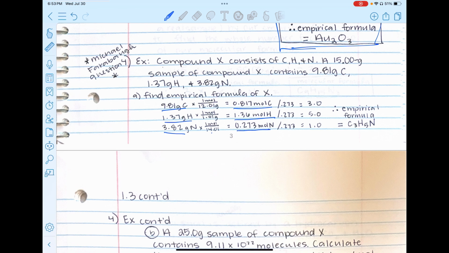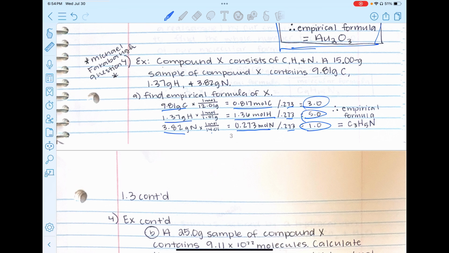Which of those numbers is the smallest? 0.8, 1.3, or 0.2, obviously the 0.2. So moving on, step 2 is complete. Step 3 tells us to divide by the smallest. Take all 3 mole numbers and divide them all by the smallest mole number we have, 0.273. Obviously the number by itself gives us 1. 1.36 divided by 0.273 gives us 5 for that one, and this one gives us 3. Fantastic, these all worked out to be whole numbers.